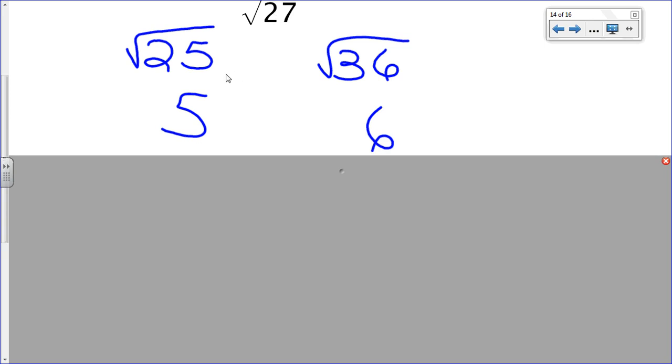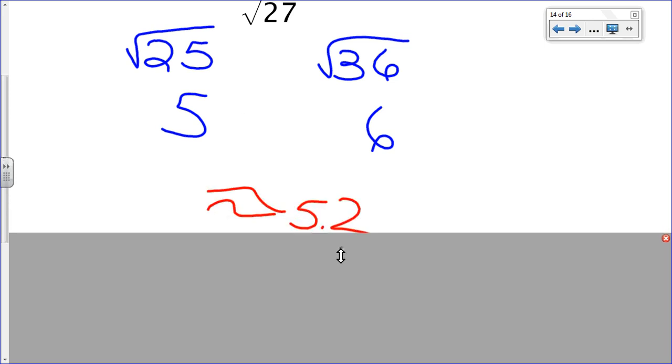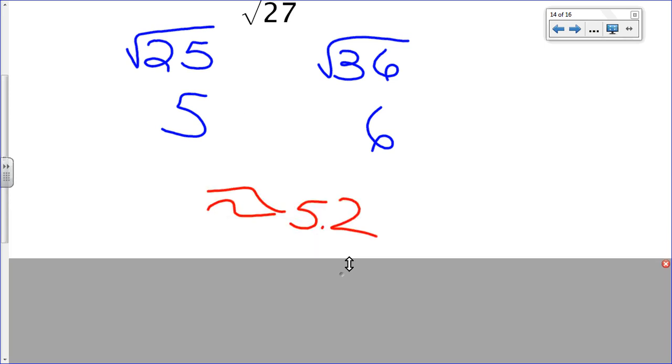27 is much closer to 25 than it is to 36. So we're going to estimate our answer at approximately 5 2/10. And notice it's not an equal sign that I'm using, it's a squiggly one. A little poorly written, but it's the best I could do with the Smartboard application.